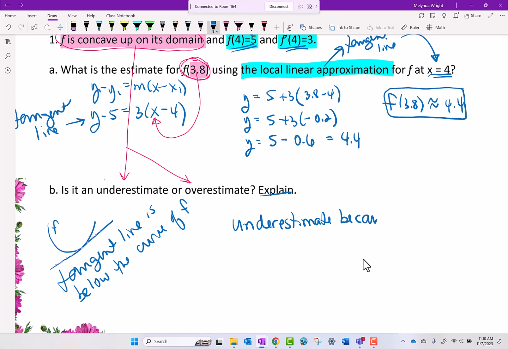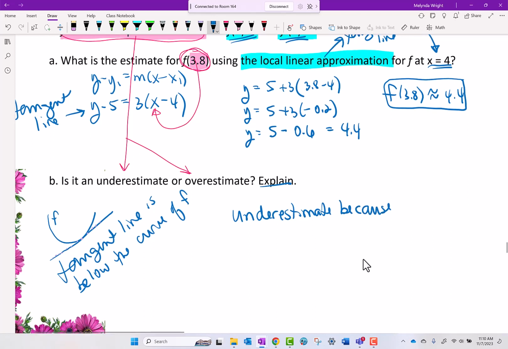we're explaining, is an underestimate because f is concave up, and we're going to repeat the words back they gave to us, concave up on its domain.